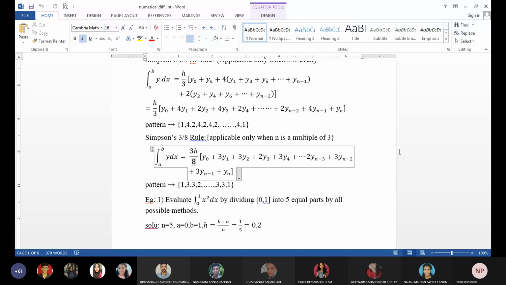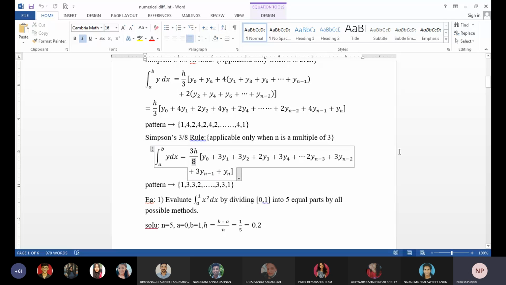When the interval is divided into n parts, you will get n plus 1 number of points. In terms of points, a is x0 and b is xn. So these are some of the important things which we were to revise.